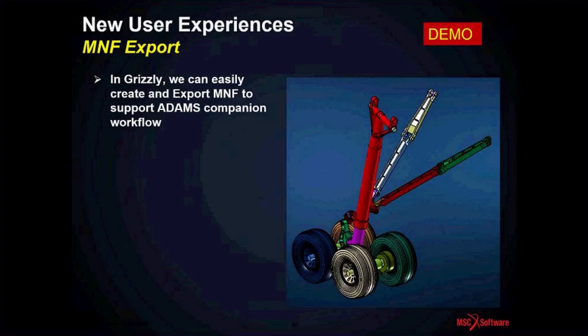And doing that today is quite a task, meaning you have to create a geometry, create a mesh, export the mesh, run that externally in Nastran after you identify all the interface points, and then you can import that model neutral file into your Adams simulation. Whereas now in Grizzly, we will show you how elegantly and quickly you can create and export MNF so that you can take advantage of the companion workflow between Grizzly and Adams.